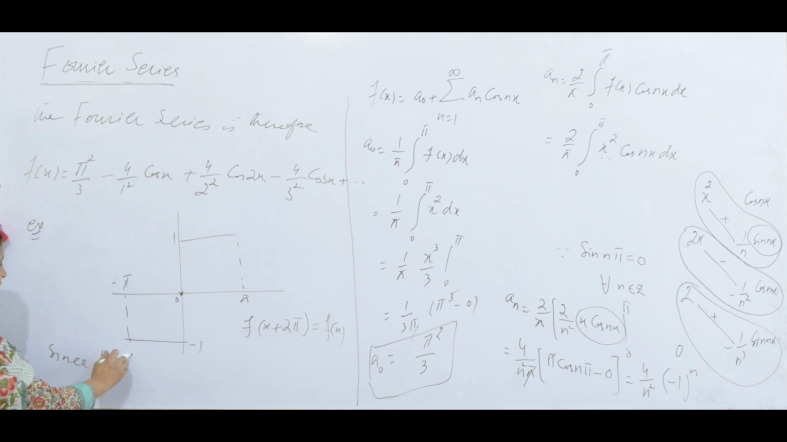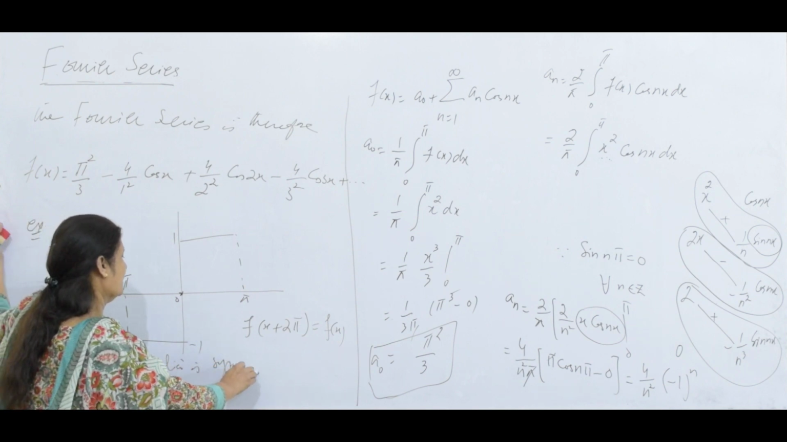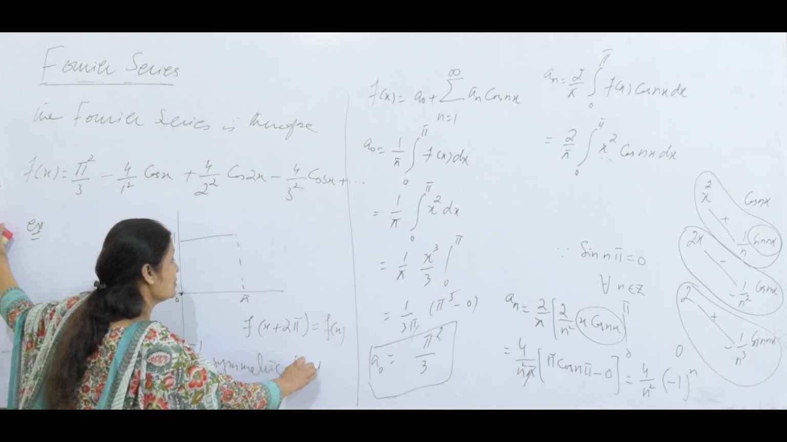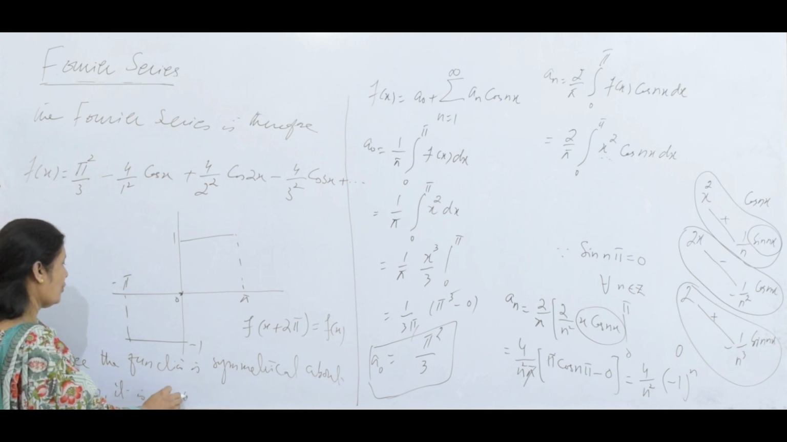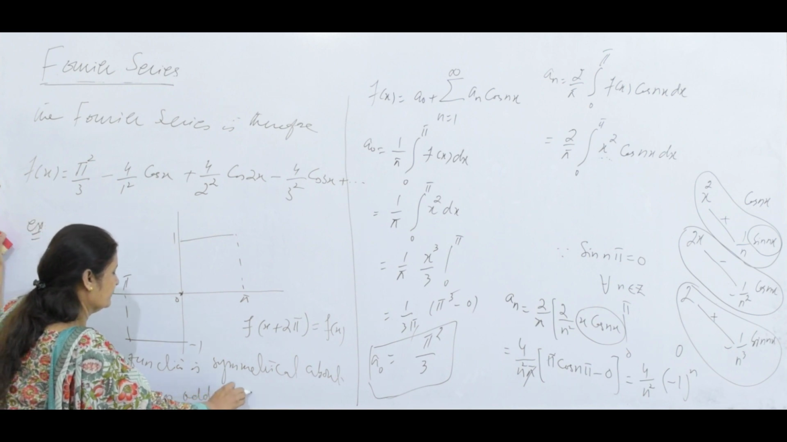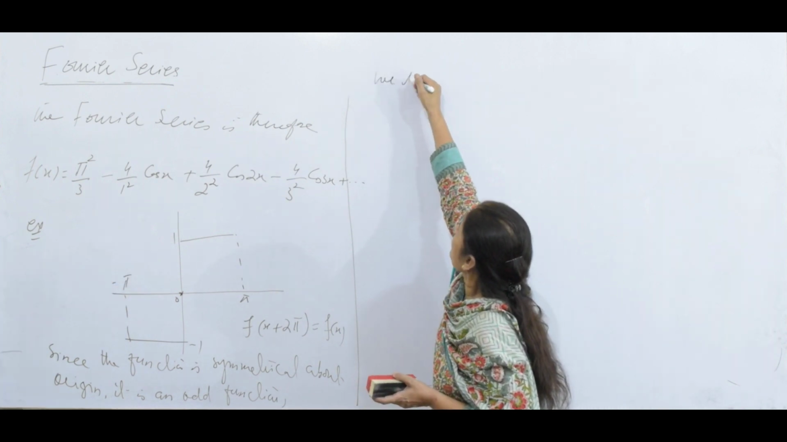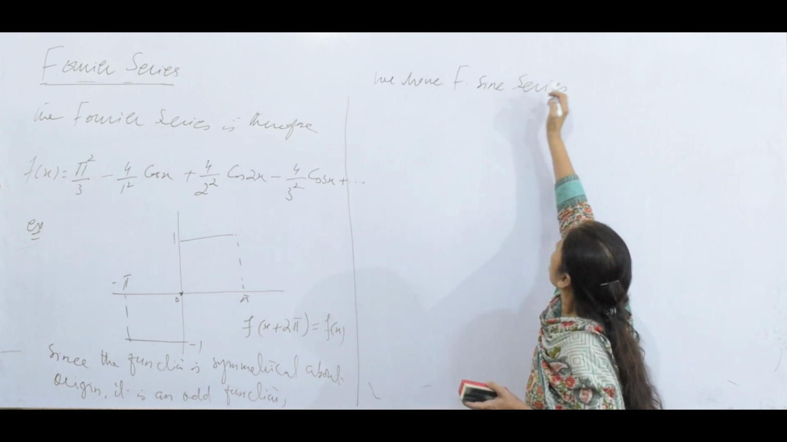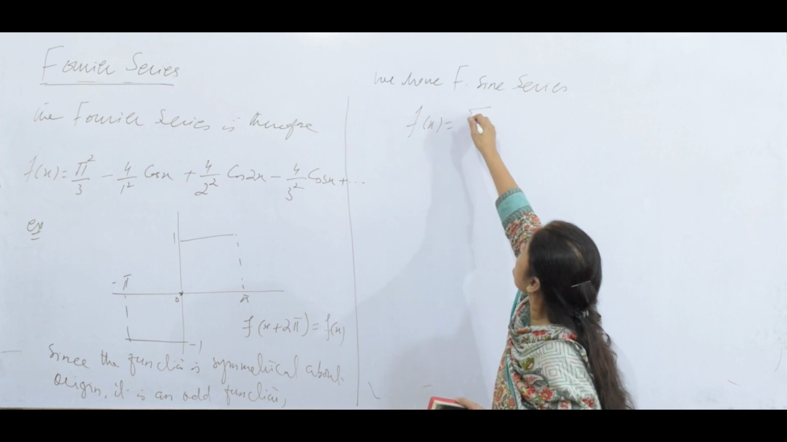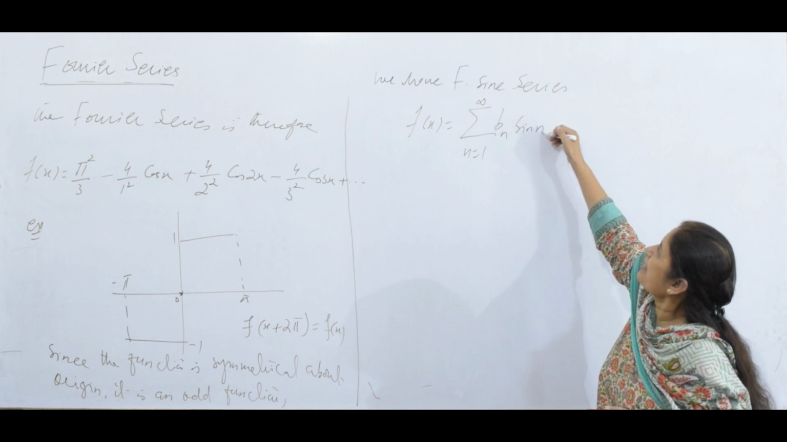since the function is symmetrical about origin, it is an odd function. It is an odd function. Odd function, we have Fourier sine series of the form, let me write, f of x is sigma n equal to 1 to infinity bn sine nx.